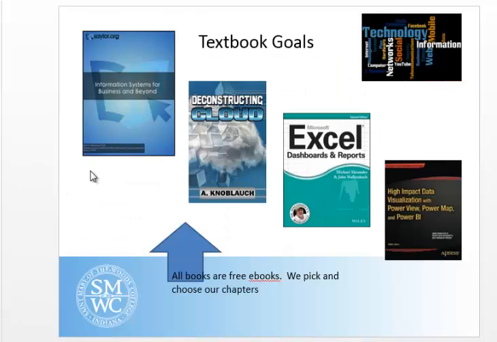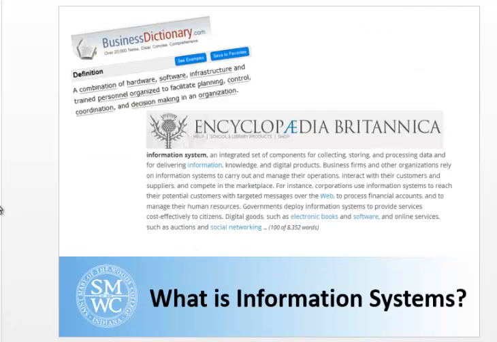This course uses 4 textbooks, which are all free as ebooks. Essentially, you do not read all parts of the book. The only one that you read quite a bit on is the Information Systems for Business and Beyond. The other textbooks you may read 1 to 4 chapters out of. So essentially, we're actually using textbooks that relate directly to the subject matter that we're working on.